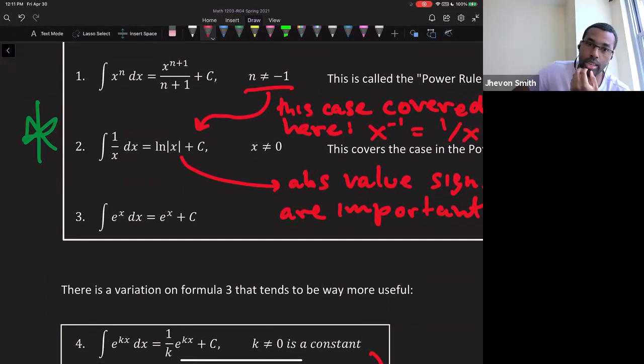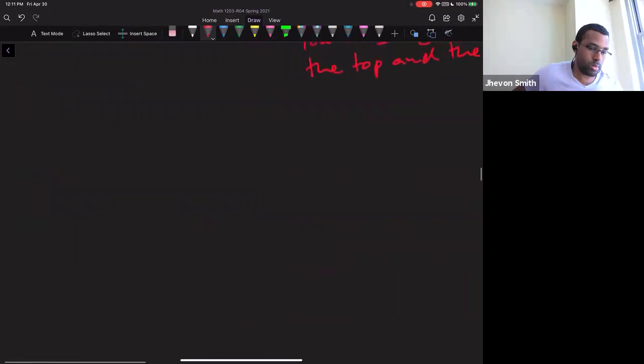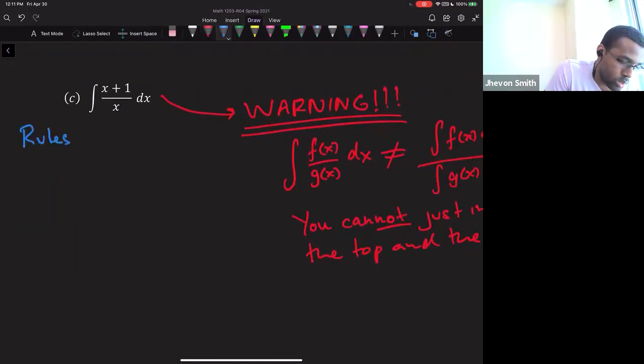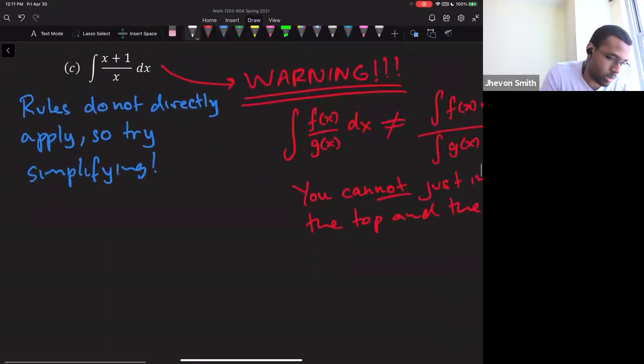So now we start thinking about simplifying. When the rules do not directly apply, try simplifying. Okay. Now, how do we simplify this? Well, it shouldn't be that bad. You're dividing by x. Just divide x into each thing.